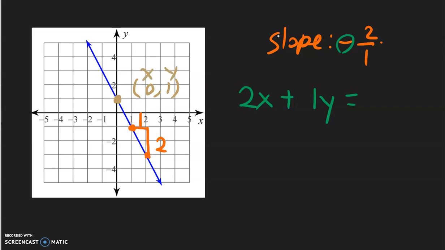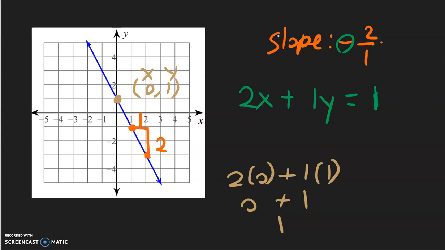So let's plug this in. 2 times x, so 2 times 0, plus 1 times y, so 1 times 1. That's the value of y. So 2 times 0 is 0. 1 times 1 is 1. 0 plus 1 is going to be 1. So our equation is going to be 2x plus 1y is equal to 1.